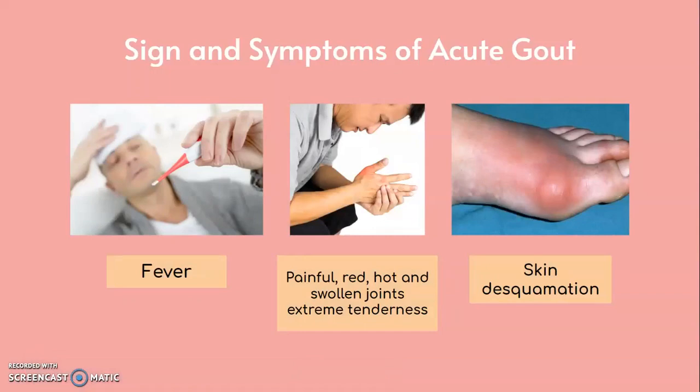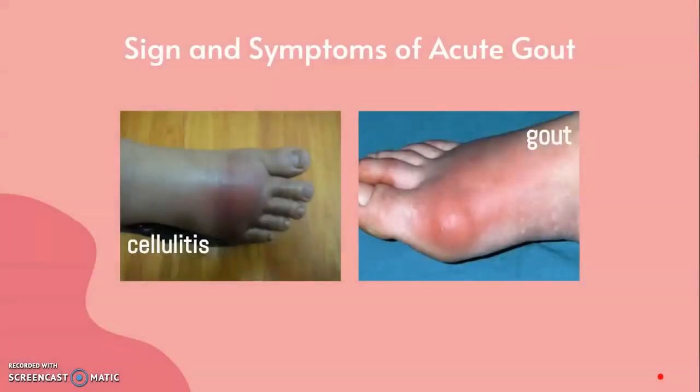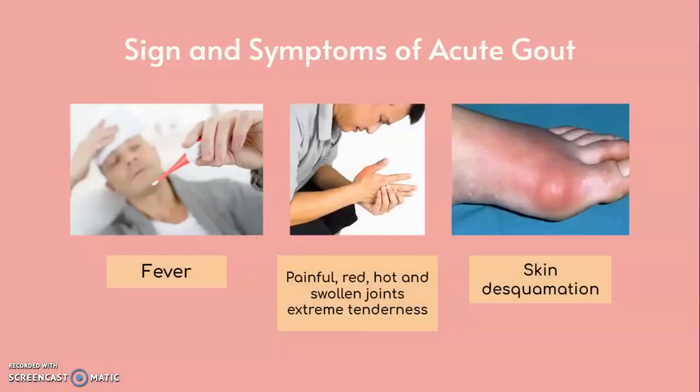They include fever, painful, red, hot, and swollen joints with extreme tenderness as well as skin discoloration. Alright, I would like to explain briefly about this painful, red, hot, and swollen joint with extreme tenderness first. So, as we all know, uric acid crystal is a foreign substance to the body. Therefore, their deposition will trigger the body to attack them, and this leads to inflammation.